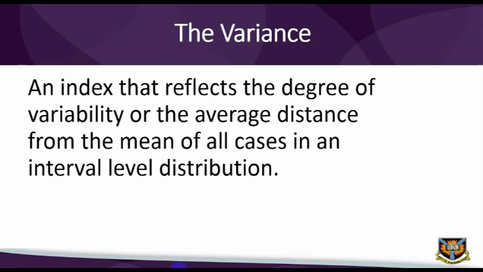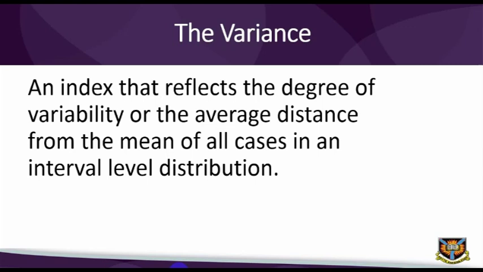The variance is computed by: variance, the square of the standard deviation, is equal to the summation of (x minus x bar) squared over n for ungrouped data. Variance is equal to the summation of f times (x minus x bar) squared over n for grouped data.